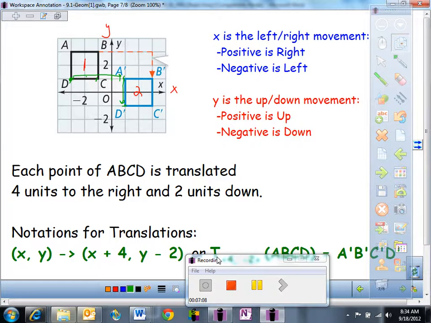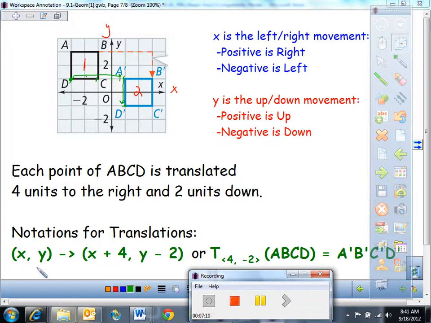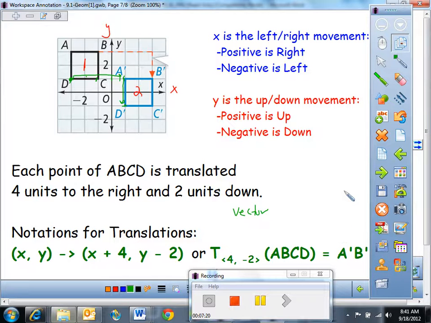So there are 2 types of notation that we can be looking at here. This first type is coordinate notation. You always have a choice if you want to do coordinate notation or vector notation. I think a lot of the worksheets do show up in vector notation. So the point (X, Y) is mapped onto (X plus 4, Y minus 2), so forward 4 and down 2. Again, your X is going to change by a positive 4 and your Y is going to change by a negative 2. And figure ABCD is going to turn into A prime, B prime, C prime, D prime.